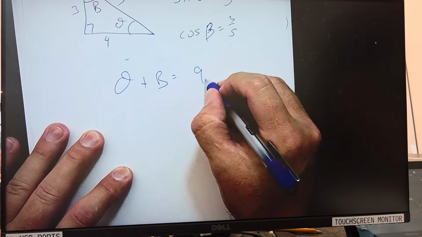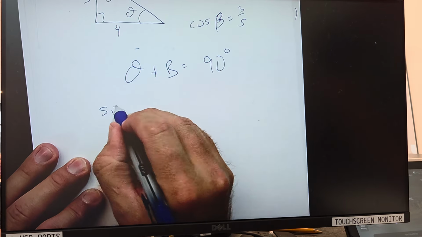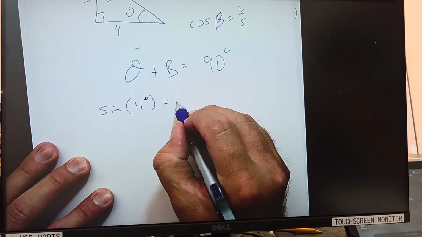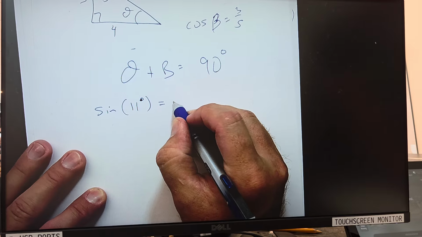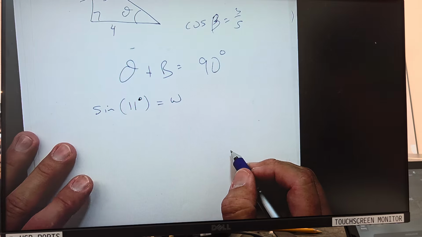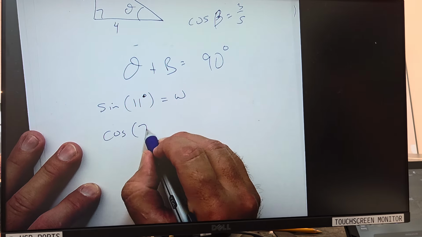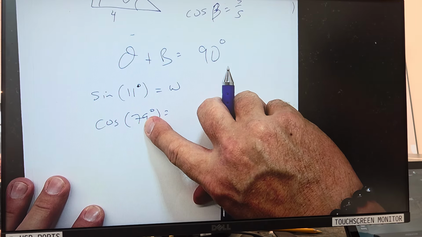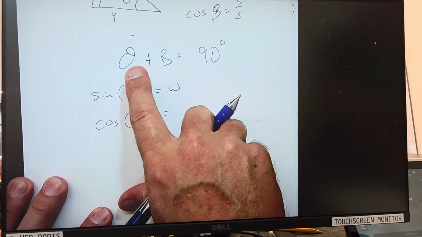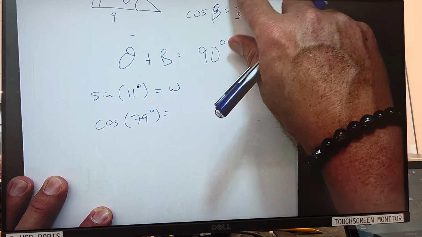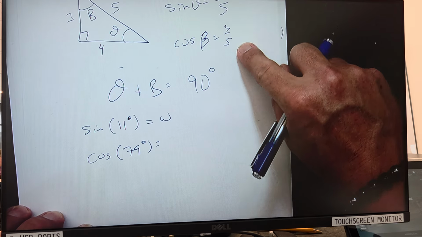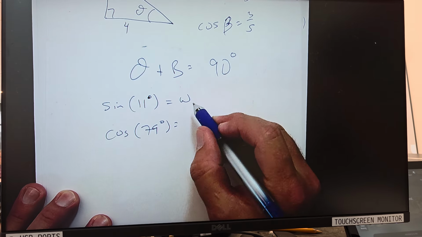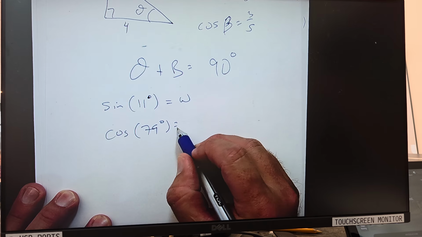So what this tells us is if I have sine of, for example, 11 degrees, let's say that that's equal to W, what is cosine of 79 degrees? Well, do these two angles add to 90? Yes. So when two angles add to 90, sine of one and cosine of the other one are the same. So if sine of 11 degrees is W, what's cosine of 79 degrees? W.